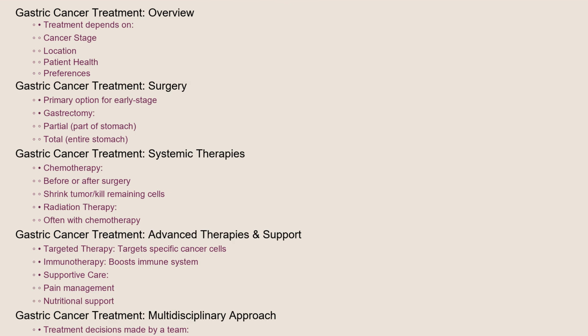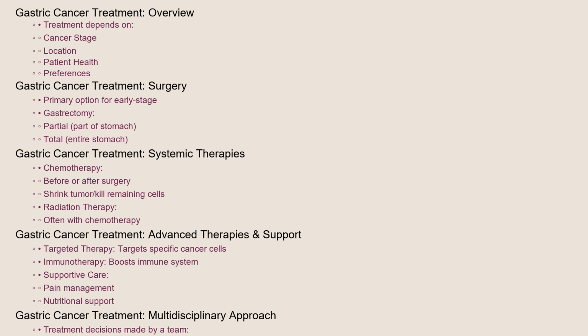Treatment for gastric cancer depends on several factors, including the stage of the cancer, its location, the patient's overall health, and personal preferences. Surgery is often the primary treatment option, especially for early-stage cancers. A partial or total gastrectomy, involving the removal of part or all of the stomach, may be performed.